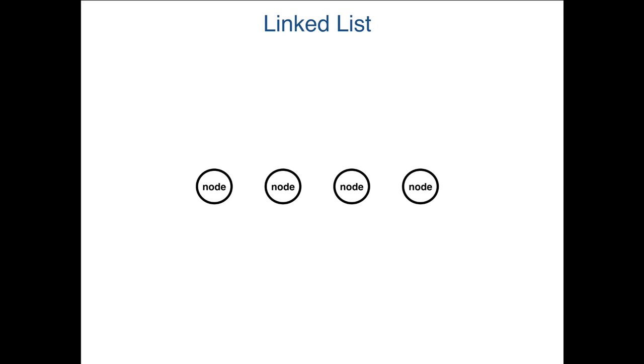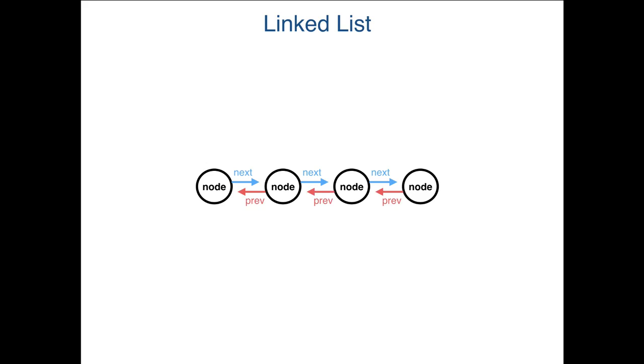In a singly linked list, each node only has reference to the node after it, or the next node. In a doubly linked list, each node has reference to the next node, but it also has reference to the one before it as well, or the previous node.